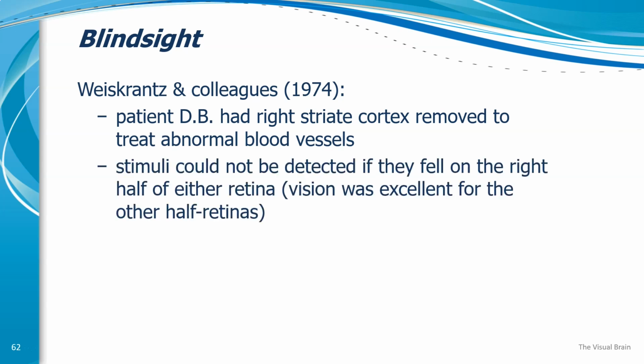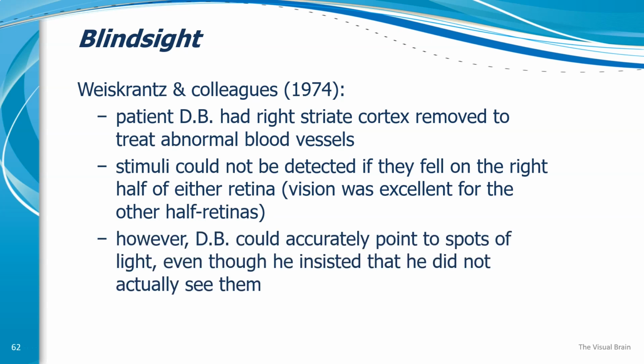As a result, DB could not detect stimuli if they fell on the right half of either retina. That information does end up going back to the right visual cortex. For the other half retinas, vision was 20/20, like no problems. So even though DB could not detect stimuli or identify them, he could point to spots of light.